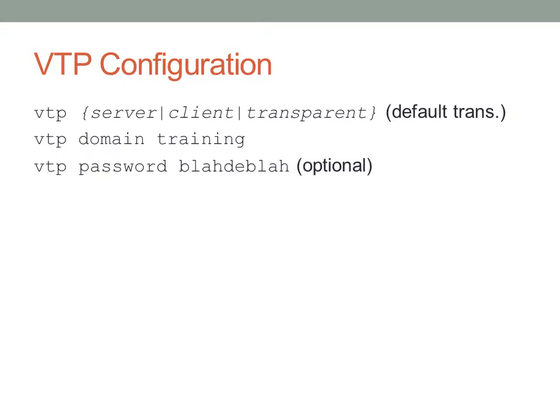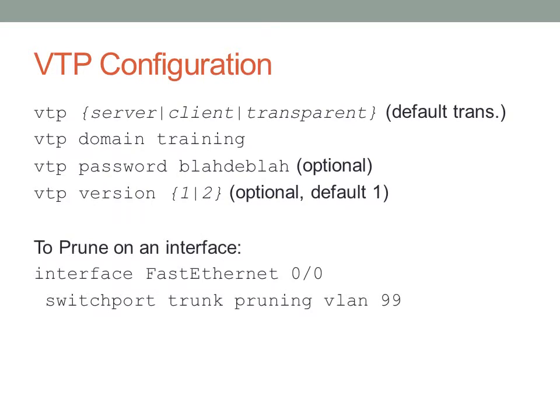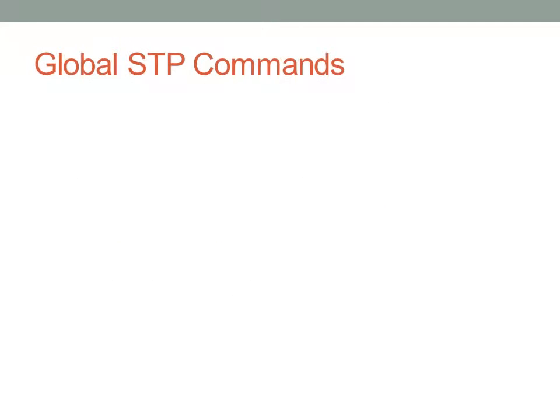You can optionally specify a VTP password. This is recommended if you're implementing VTP in an insecure network. And then you can specify the VTP version if you'd like. You can also optionally prune VTP on a particular interface. For example, if you want to make sure that VTP does not send information about a particular VLAN to switches downlink, you can say switchport trunk pruning VLAN 99, and that will prevent VTP from sending information about VLAN 99 on interface FastEthernet 0/0.